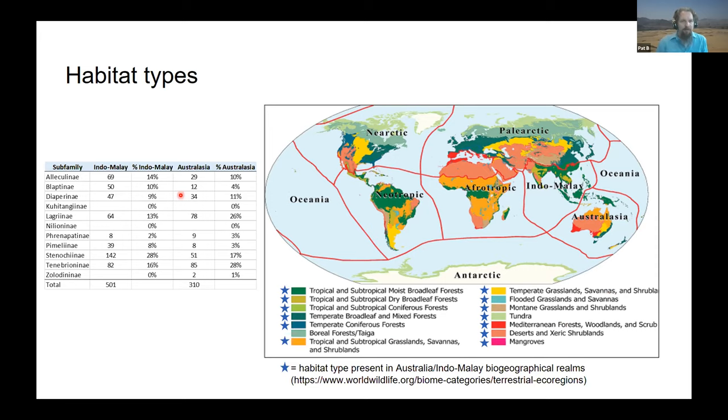And on the left in the table here, I just wanted to break it down by group. So we have the 11 subfamilies on the left, and we have the two realms. And if you look at the Indo-Malayan realm, the greatest diversity is in the Sphenokyines. And if you compare that with the Australasian realm, the greatest diversity is in Tenebrionines and Lagriines. And if you look at the Pimeliines, which are really diverse elsewhere, they're not diverse at all in these areas, even if Australia is covered by a lot of arid ecosystems. And we'll hear a bit about that next.